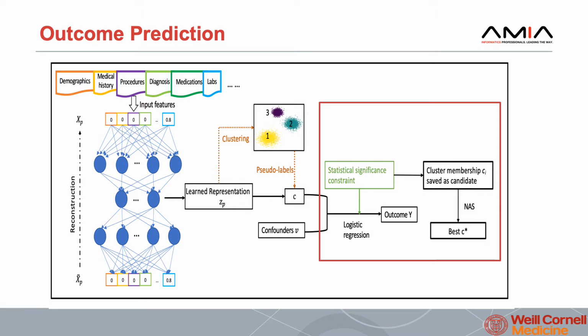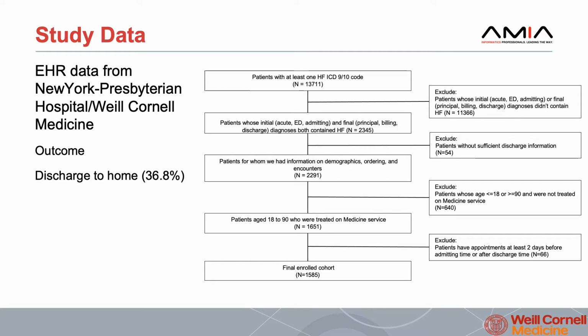So for evaluation and for experiment, we applied DICE on real-world electronic health records from New York Presbyterian Hospital, Weill Cornell Medicine. This data set includes 1,585 patients who were admitted to the hospital for heart failure, and the outcome of interest was discharge to home, which affected nearly 37% of the patients.